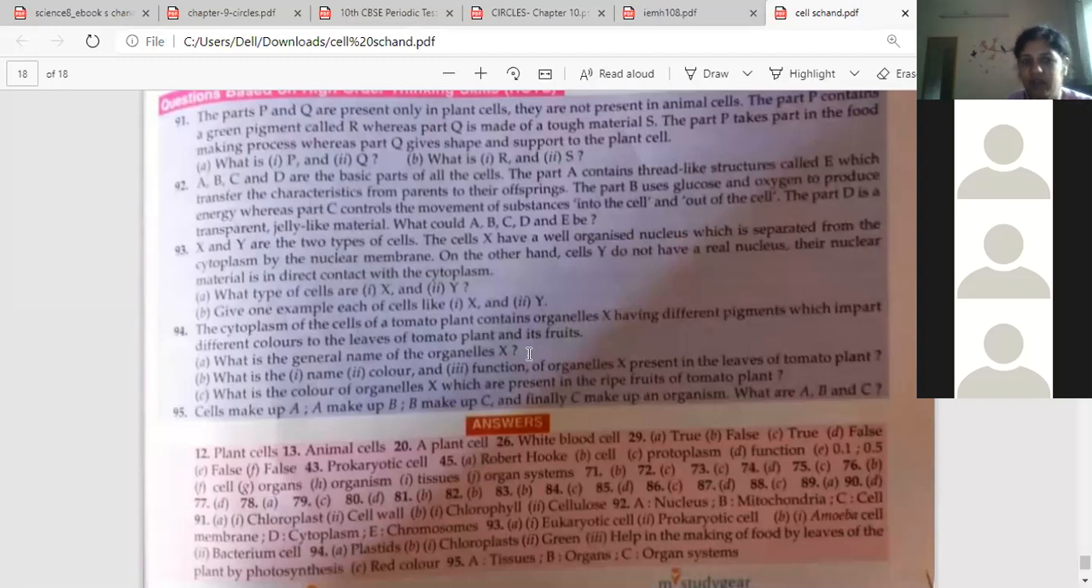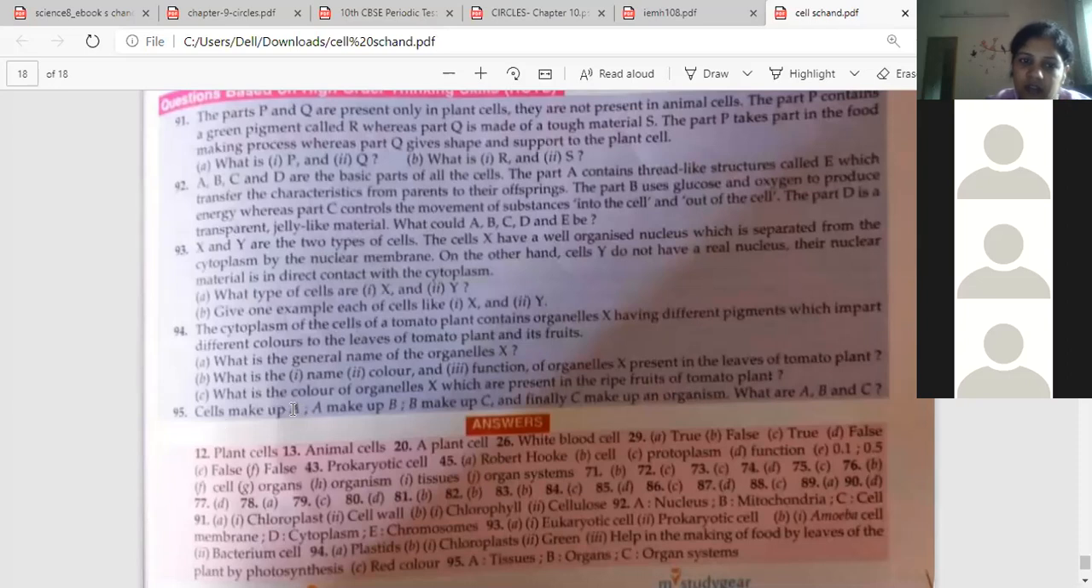What is the name, color and function of the organelle X present in the leaves of the tomato plant? Name is chloroplast. Color, green. Function, helps in photosynthesis for making food. Then what is the color of organelle X which is present in the ripe fruits of the tomato plant? Red color.